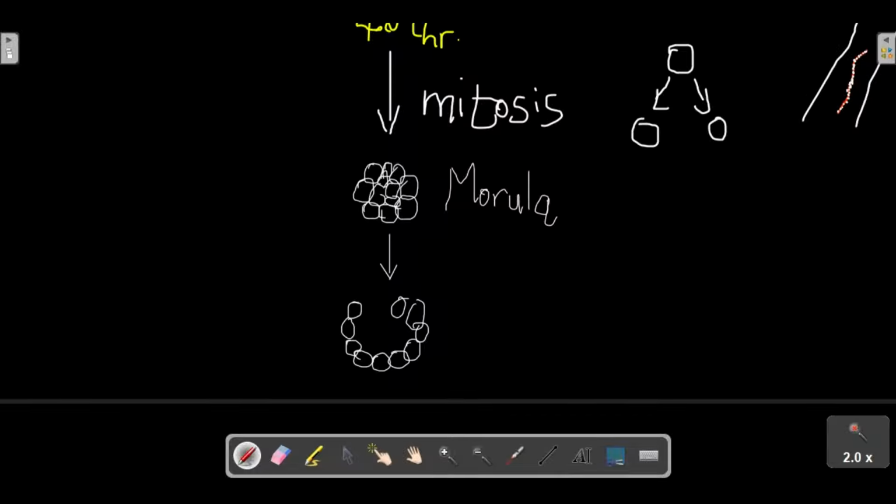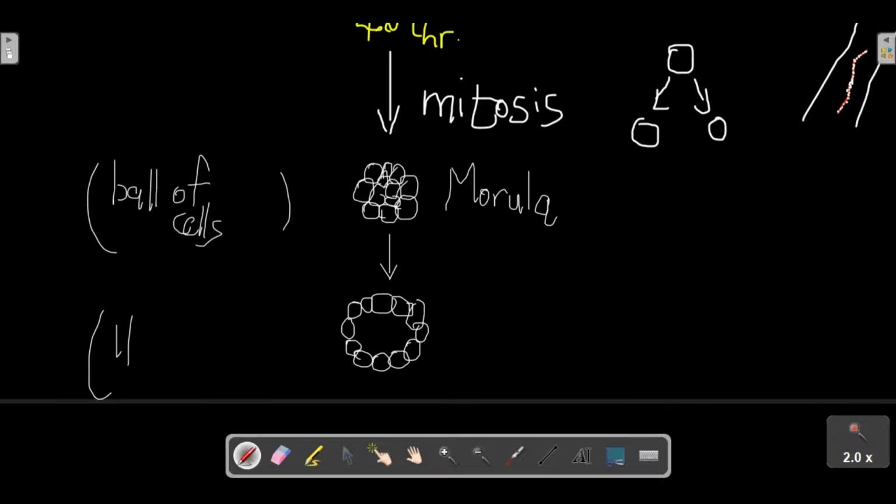Okay, so this structure has a hole. It's called a hollow ball of cells. The morula is just called a ball of cells, whereas this is a hollow ball of cells, which is formed after further cell division.